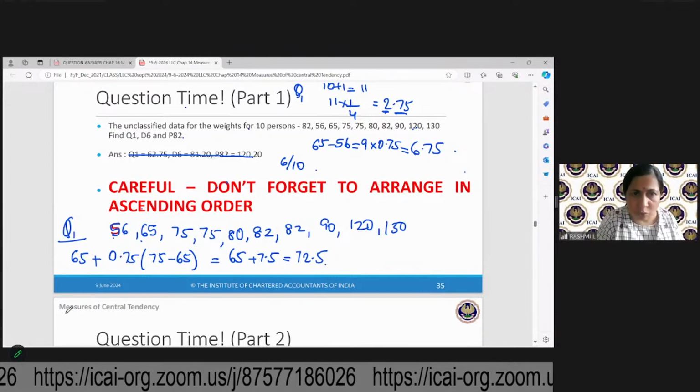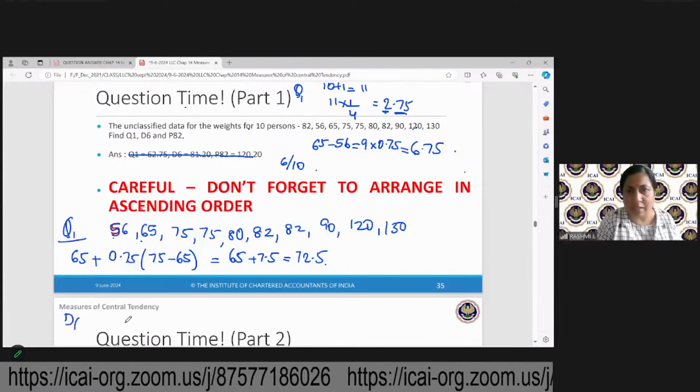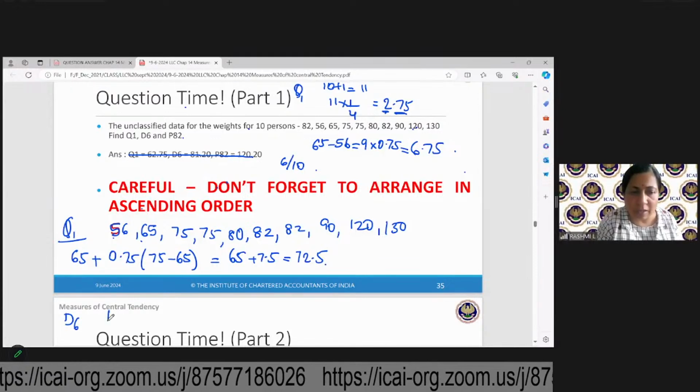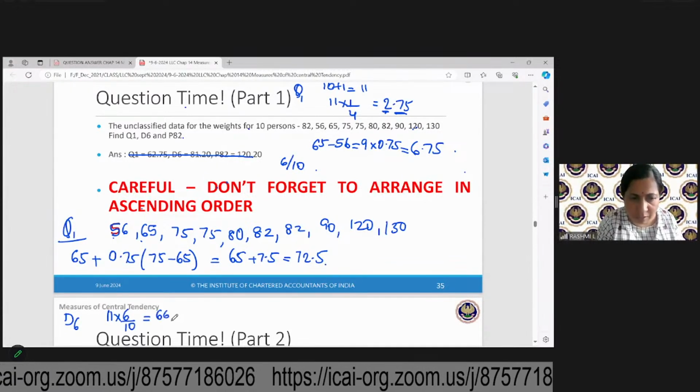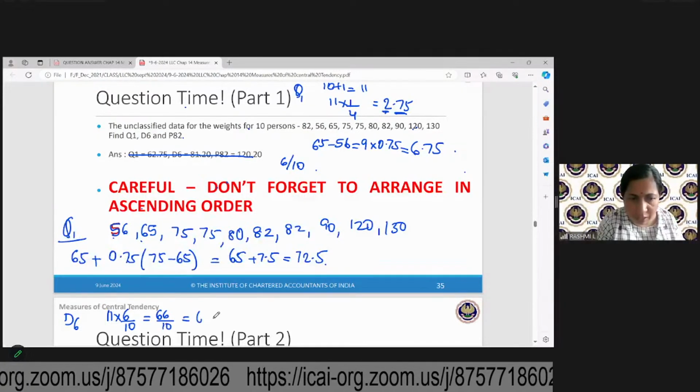Now let us go to D6. How much is it? So D6 will be what? 11 into 6 upon 10, which is equal to 66 upon 10, which is equal to 6.6.